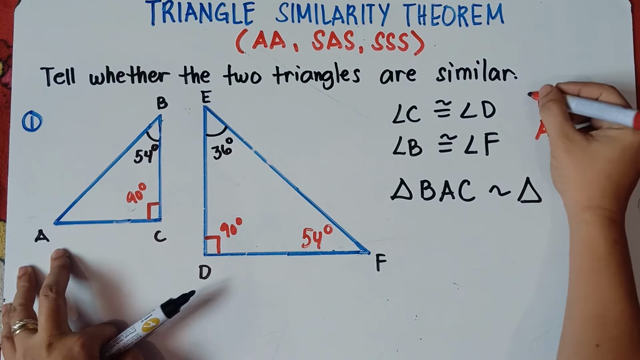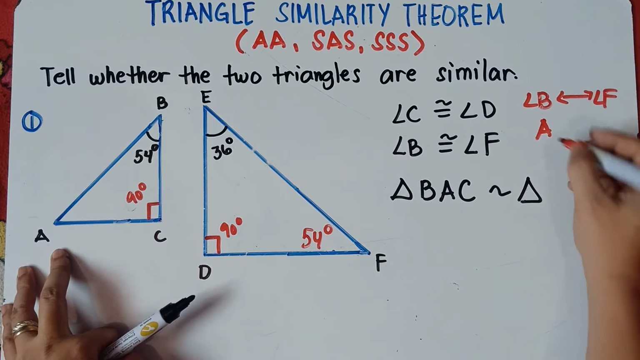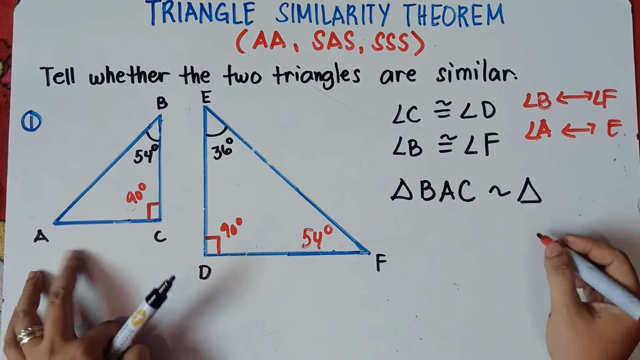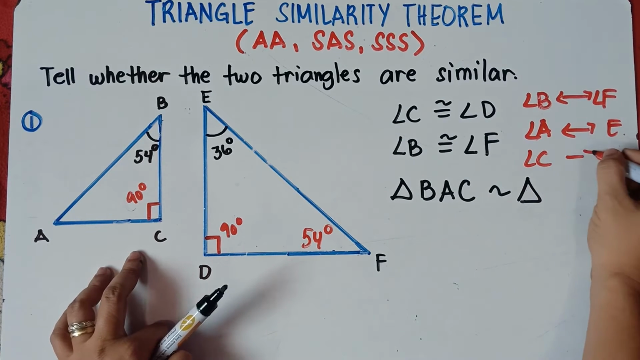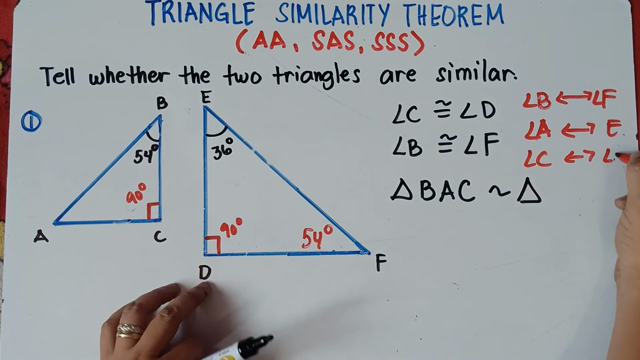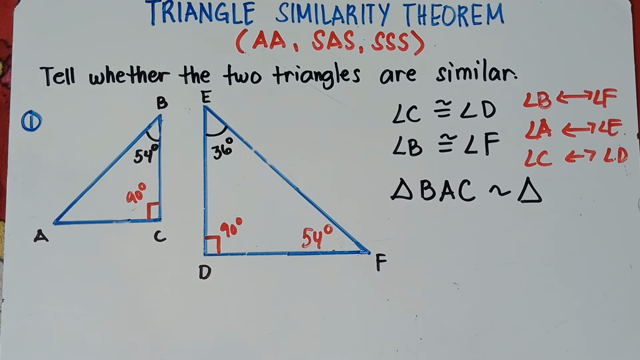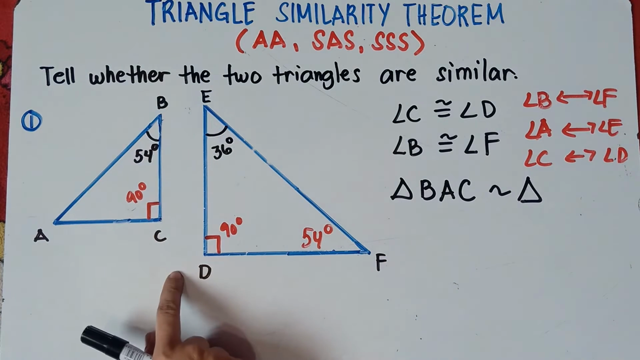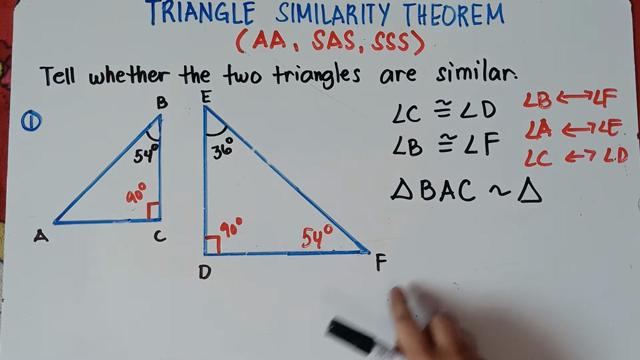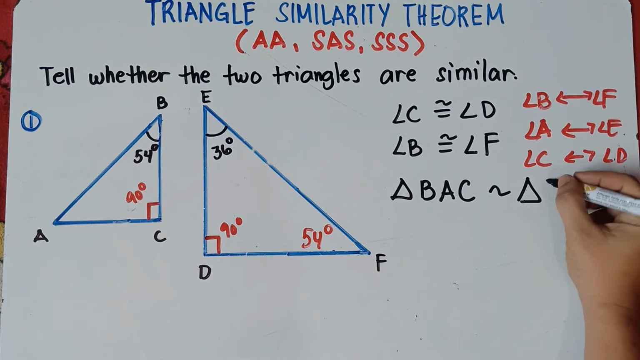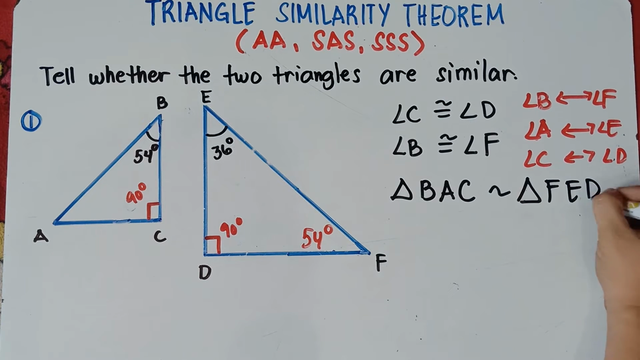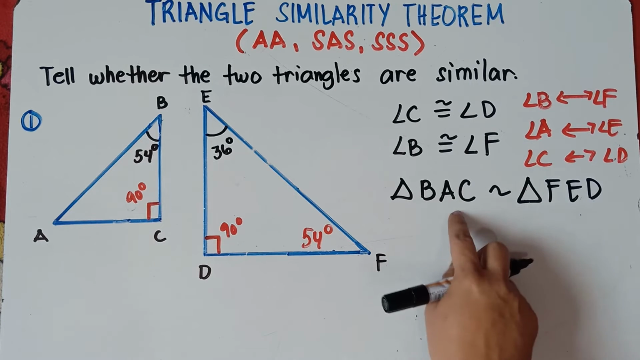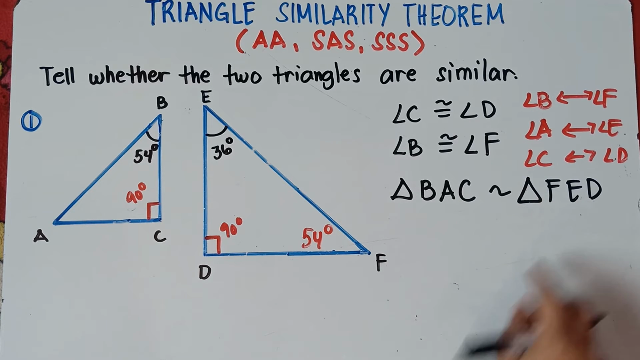Angle B and angle F. Angle A corresponds to angle E. And angle C corresponds to angle D. So if you read this one triangle BAC, you should read this one triangle FED. So be careful, class, in reading the triangle. Once again, triangle BAC is similar to triangle FED.